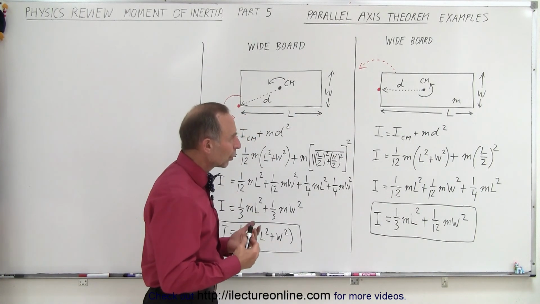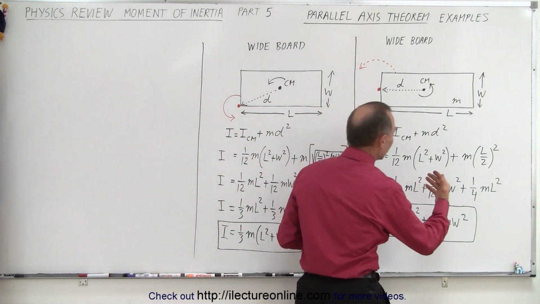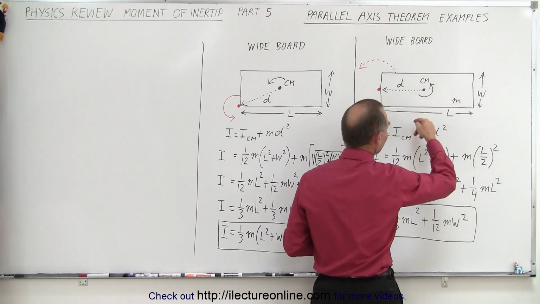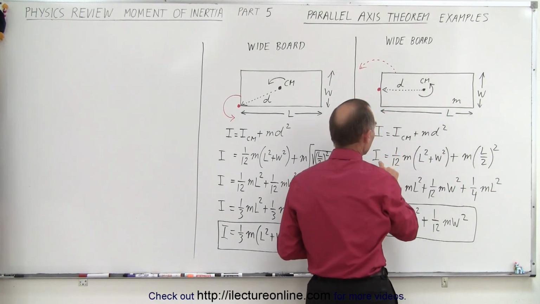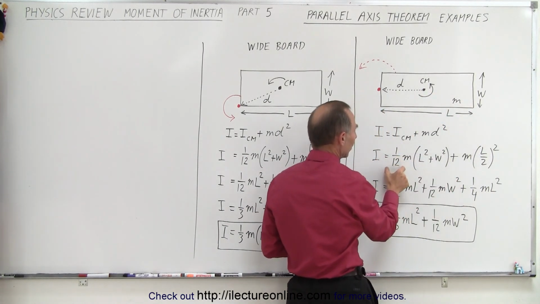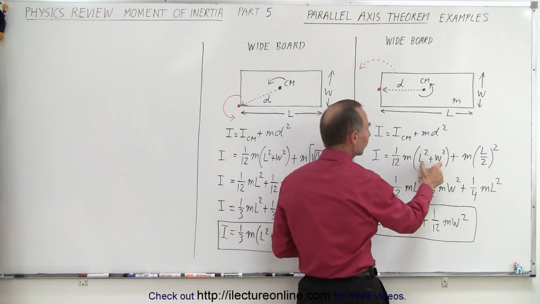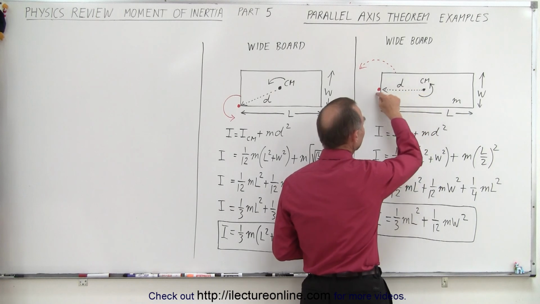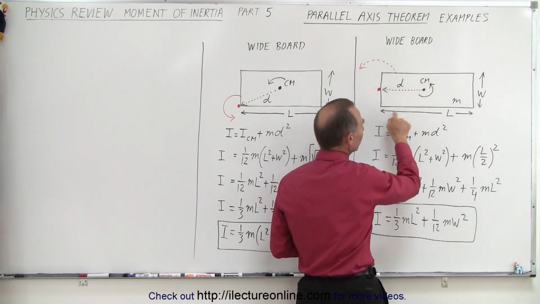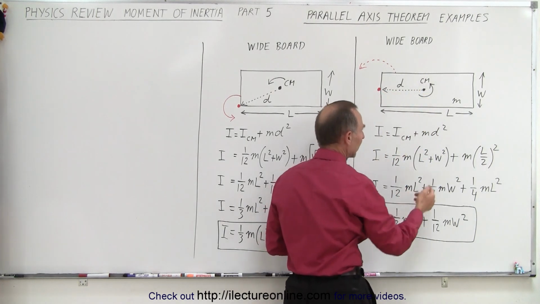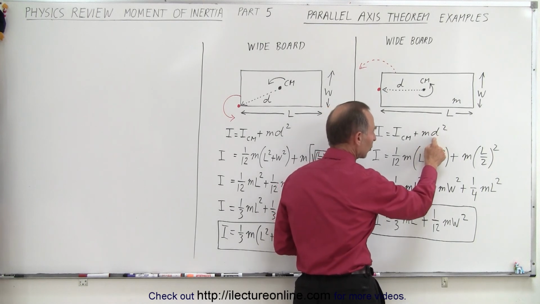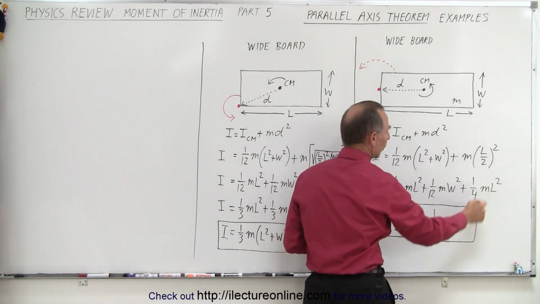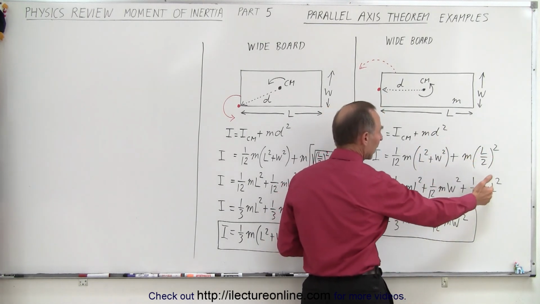So when we have a thick board, or a wide board, and it has width and it has length, and there's the center of mass, we know that the moment of inertia at the center of mass is 1/12 mass times the sum of the length squared plus the width squared. But now we move it to the edge. So we move a distance d, which is half the length. So therefore we add m times the distance squared, m times L over 2 squared. So that becomes 1/4 mL squared.